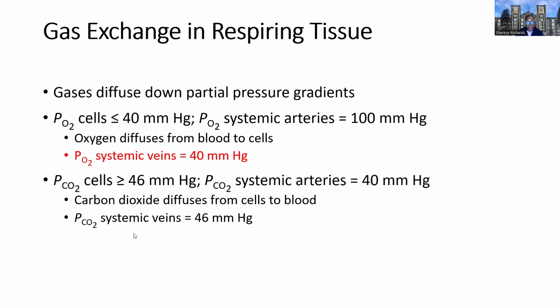And then again, looking at the value, the partial pressure in systemic veins is 46. So it's about the same as it is in the cells, meaning that as that blood is going back to the heart, once again, there is no gradient for diffusion. All right, so our gradients typically exist along the systemic arteries and then to the systemic tissues and the cells within those tissues.